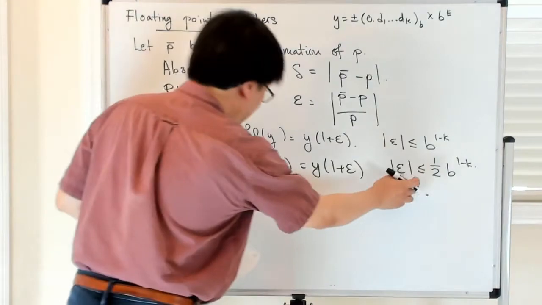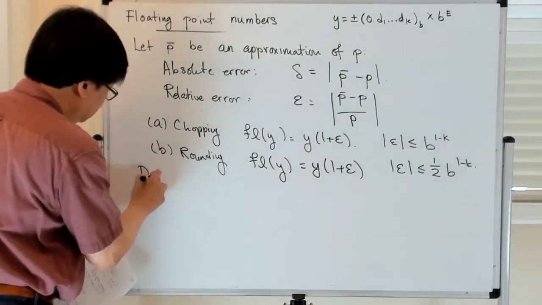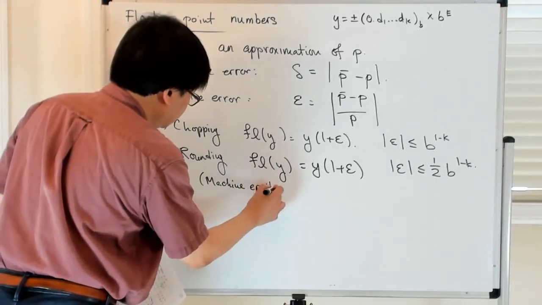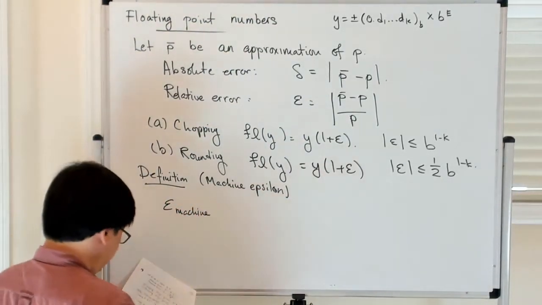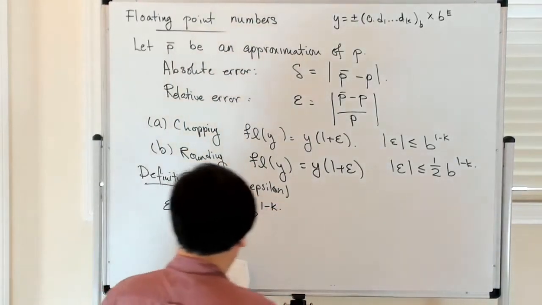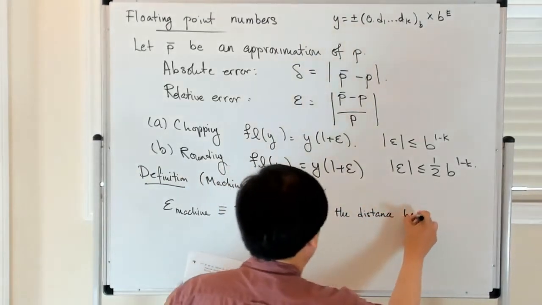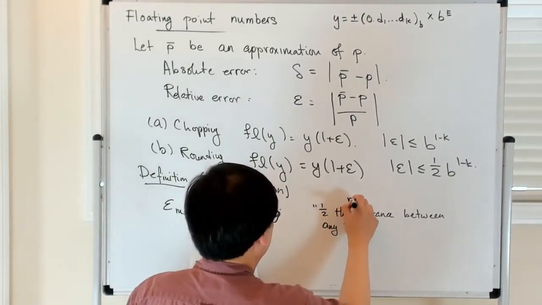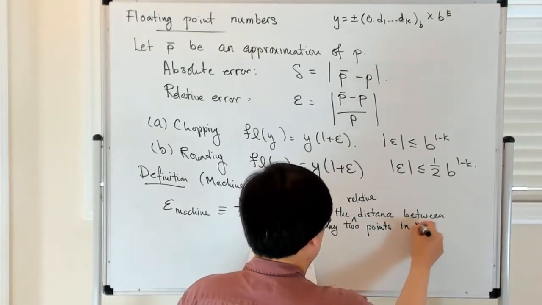With that in mind, you can introduce what is called machine epsilon. This is the definition of machine epsilon. Epsilon machine is defined to be this upper bound, so it's 1/2 b to the 1 minus k. This is 1/2 the distance between any 2 points, or I should say the relative distance, in this floating point number system.